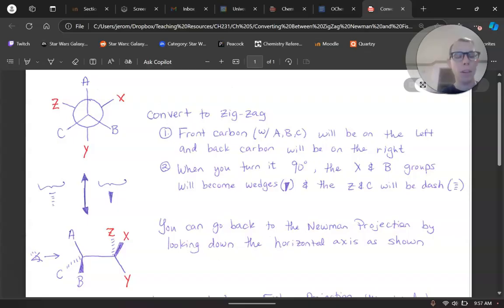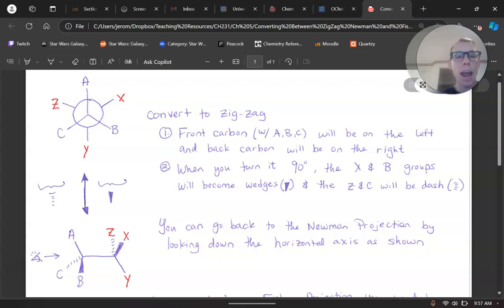When I turn this by 90 degrees, the things that are on my right side are going to be coming out at me, and the things that are on the left side are going into the screen. So I'm going to define everything on my right side as being a wedge, and everything on my left side as being a dash. The very first thing I'm going to do when drawing that zigzag is draw a horizontal line, which is going to be the bond between my front carbon and my back carbon.